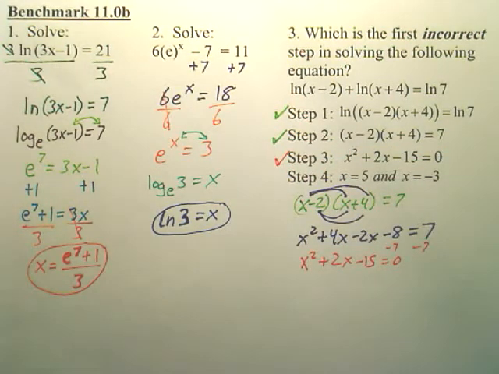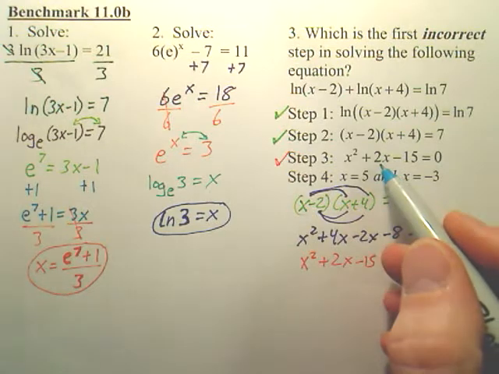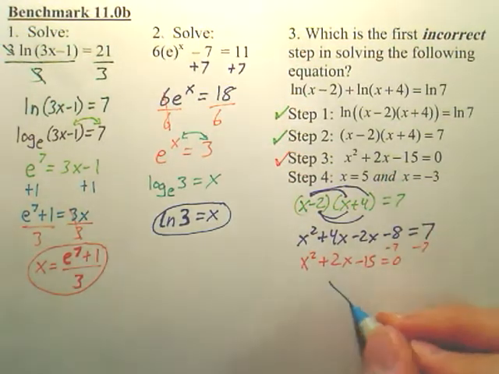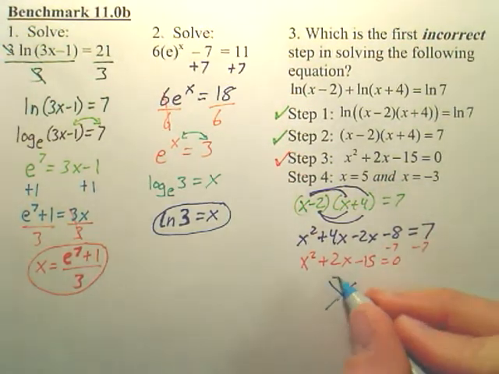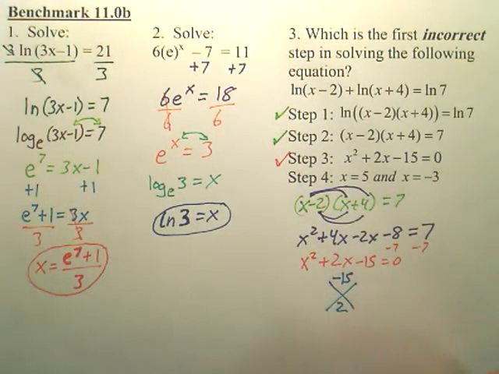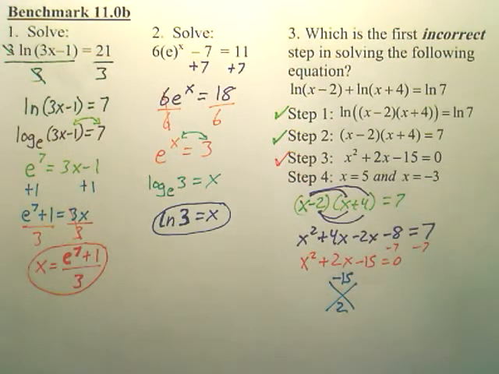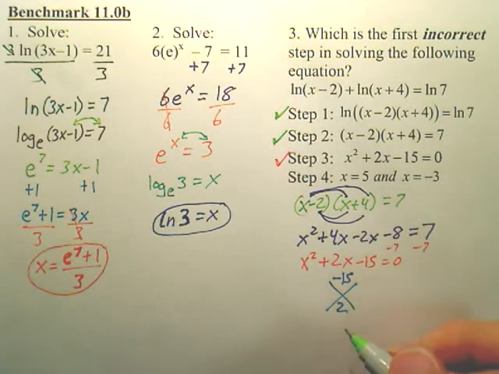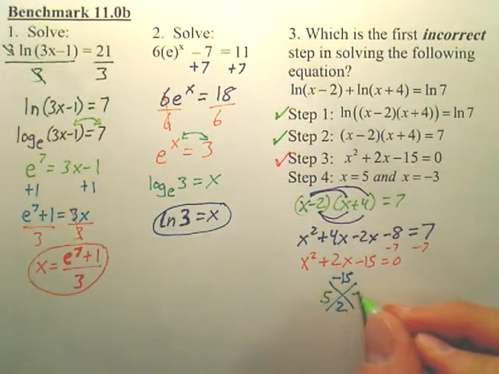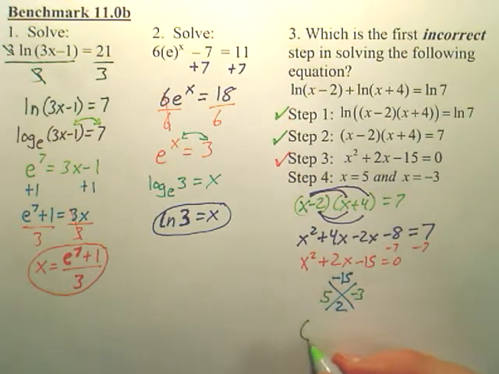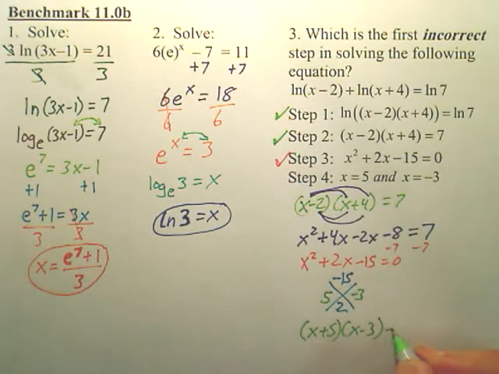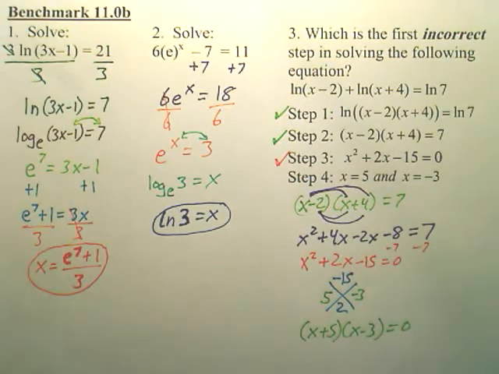All right, how do you get the answers from here? Don't you factor? You can use the quadratic formula, but can't you factor this one? Negative 15 and 2? What are the signs going to be? Isn't that 5 and negative 3? So I have x plus 5, x minus 3 equals 0. So are my answers 5 and negative 3?